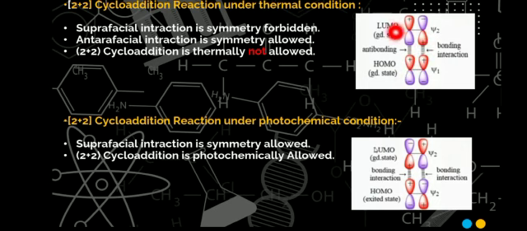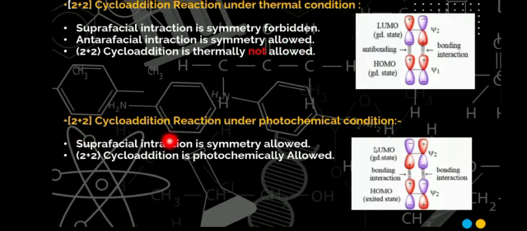Since the HOMO and the LUMO have two different symmetries, that is positive and negative, the allowed bond formation is antarafacial. But it is not possible due to the small size of the cyclobutane. So the 2+2 cycloaddition reaction is thermally not allowed.